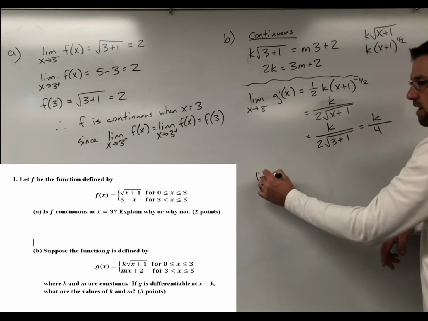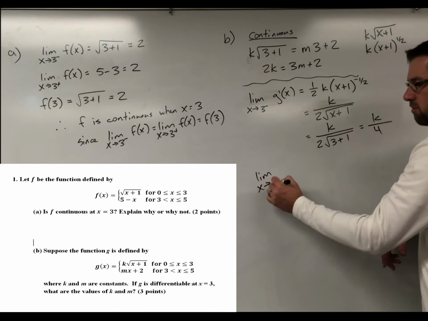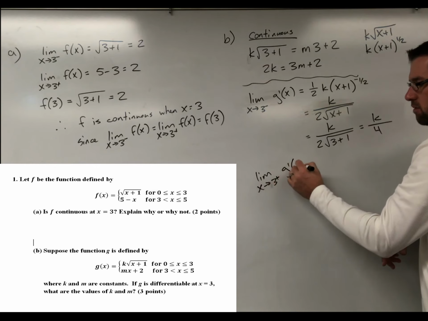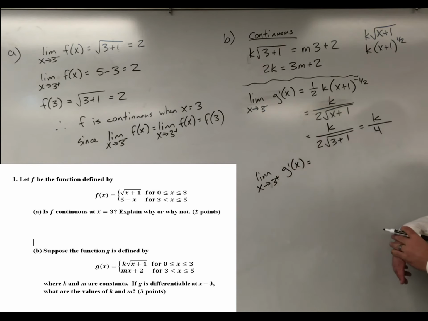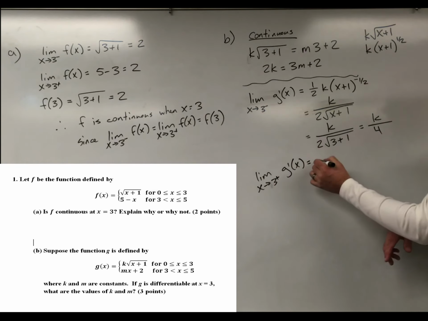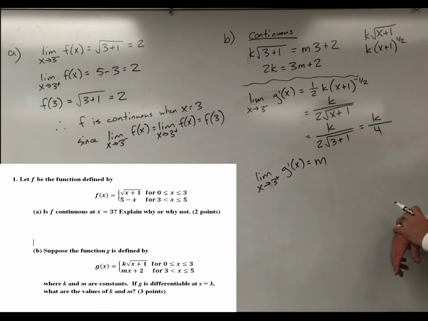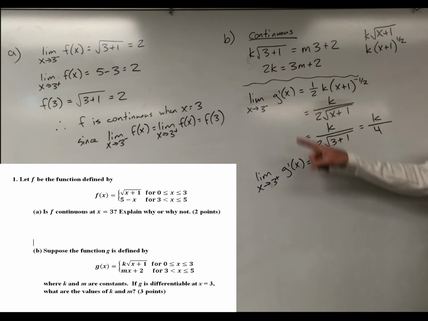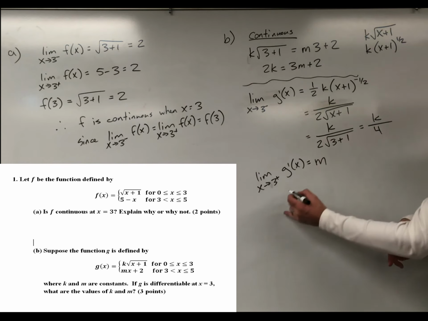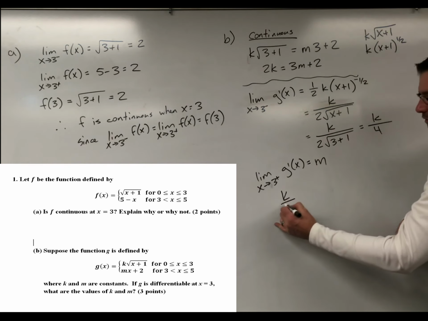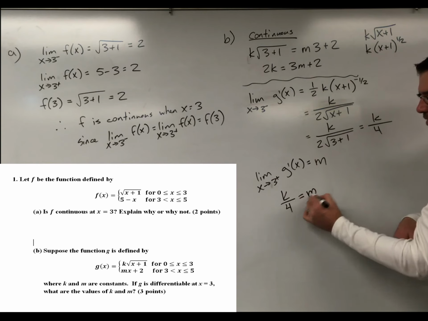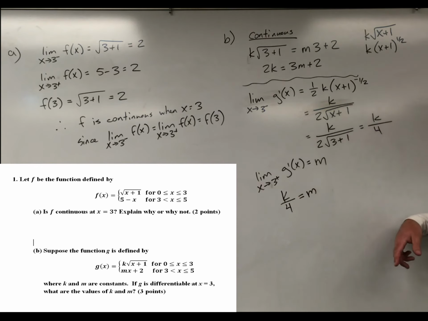Now we need the derivative from the right. So what would the derivative from the right be equal to? That's easy. M. Right? Because the derivative of a constant times x is the constant. So what do I do with the left-hand derivative and the right-hand derivative? So we're going to say k over 4 equals m. Now what?